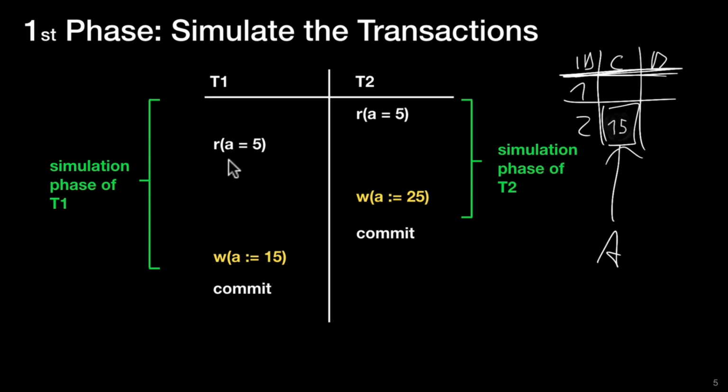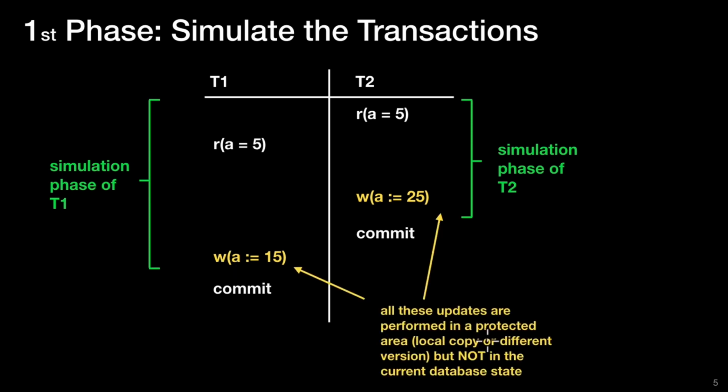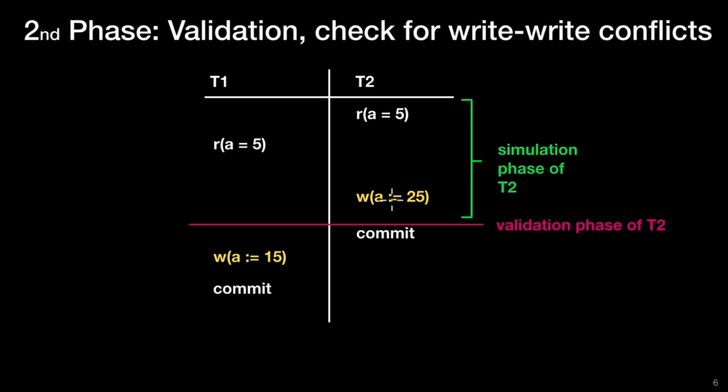Well, in MVCC, in this first phase, we do a simulation phase. And as I said before, in the simulation phase, all these changes are just done in a protected area. So basically, all these updates are performed on local copies or different versions, but not in the current database state. So if this is written, it's not written to the database state, it's done in a different version. Then the interesting thing happens in the second phase. So eventually this transaction 2 wants to commit. And at this point in time, we have to check whether there's a conflict with any other transaction that happened concurrently. And that means now we have to check whether any data was committed by concurrently running transactions.